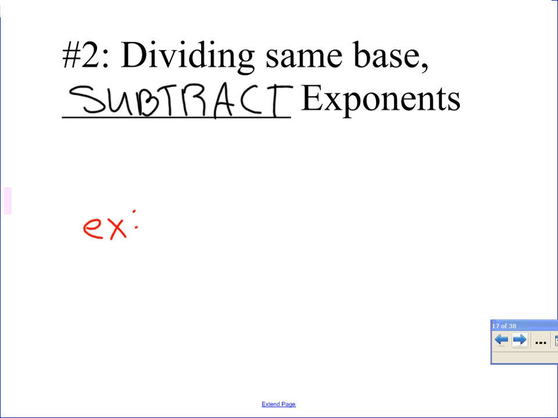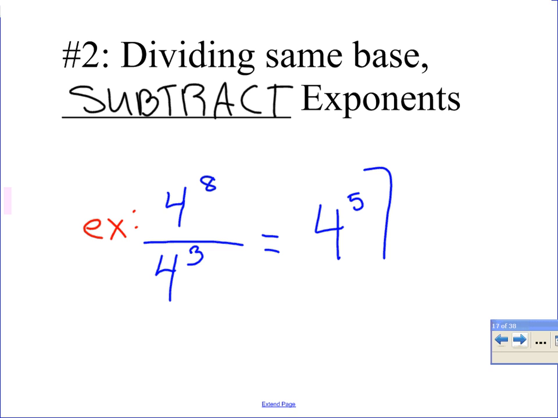For example, let's say we have 4 to the 8th over 4 to the 3rd. So we're dividing same base. We're going to subtract exponents. In exponential form, what is the answer to that? Will? Good. 4 to the 5th. Rewrite the base. Subtract your exponents. 8 minus 3 is 5.